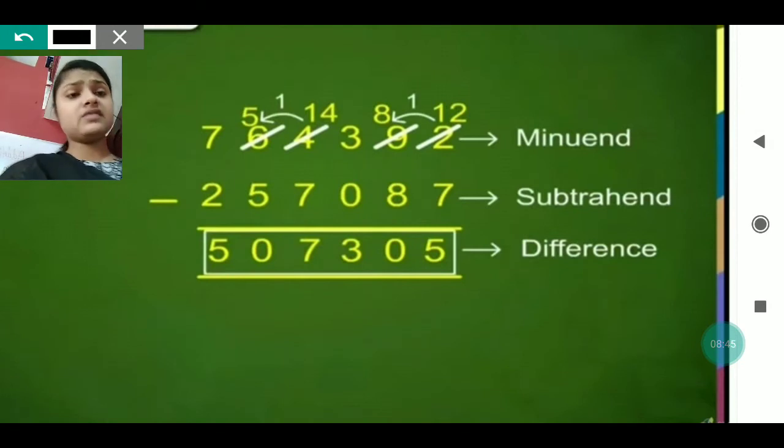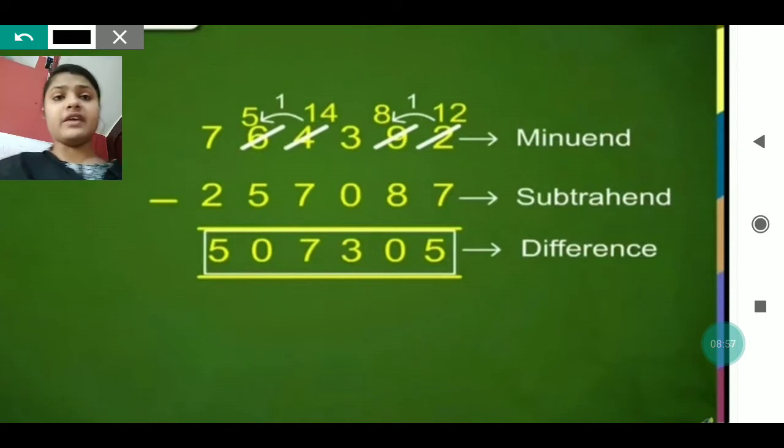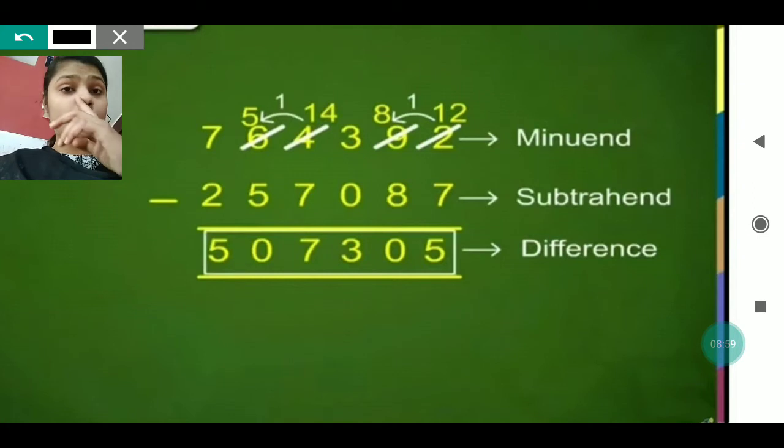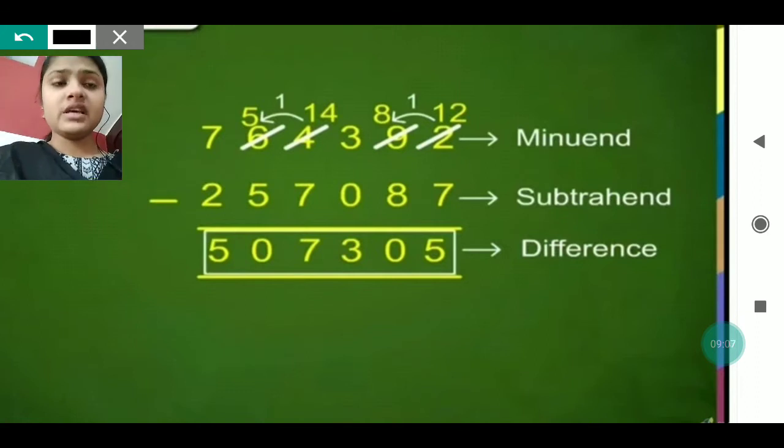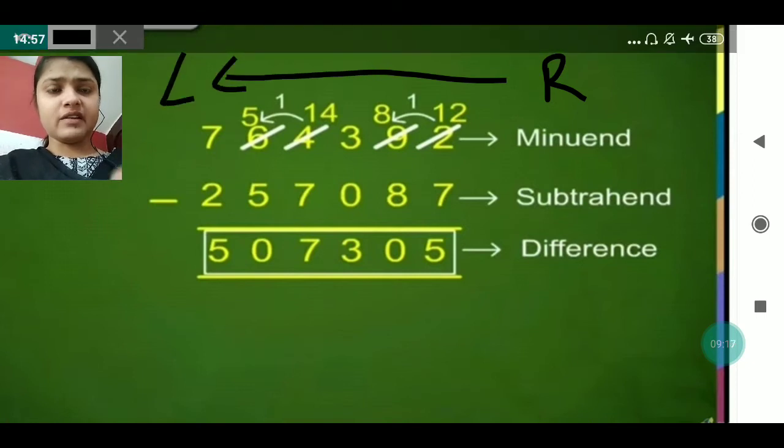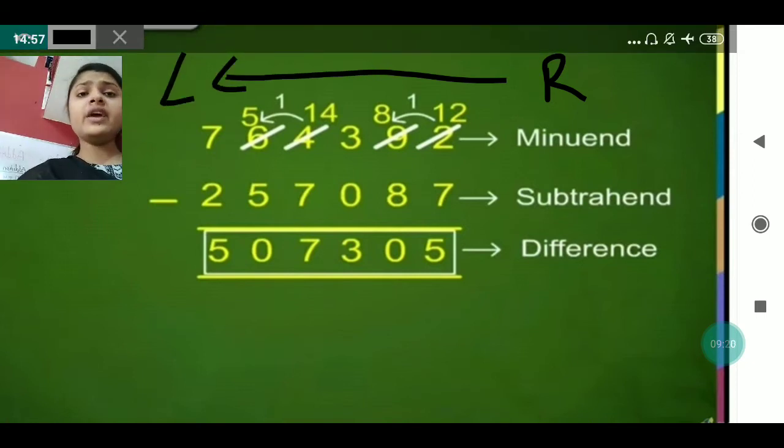In the same way, this will also be done. You can see there is a question which is given, that is 7,64,392, which is at the minuend place, whereas 57,087 is at the subtrahend place. The same process is there. From the right side it will start from the ones place and it will go to the left. Okay, from the right to the left.